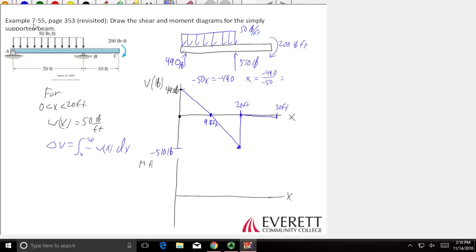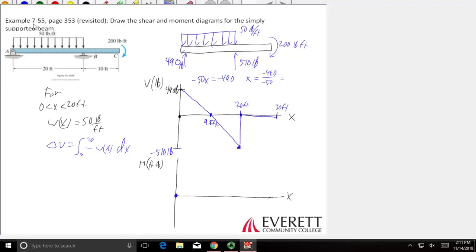Moment will be in foot-pounds. We always start at 0. In the last one, we started at 0, and then we had a point load, so we jumped up. Is there a couple moment on the left-hand side? No, so we don't do any jumping. We start at 0. But then we need to figure out where we go from there.